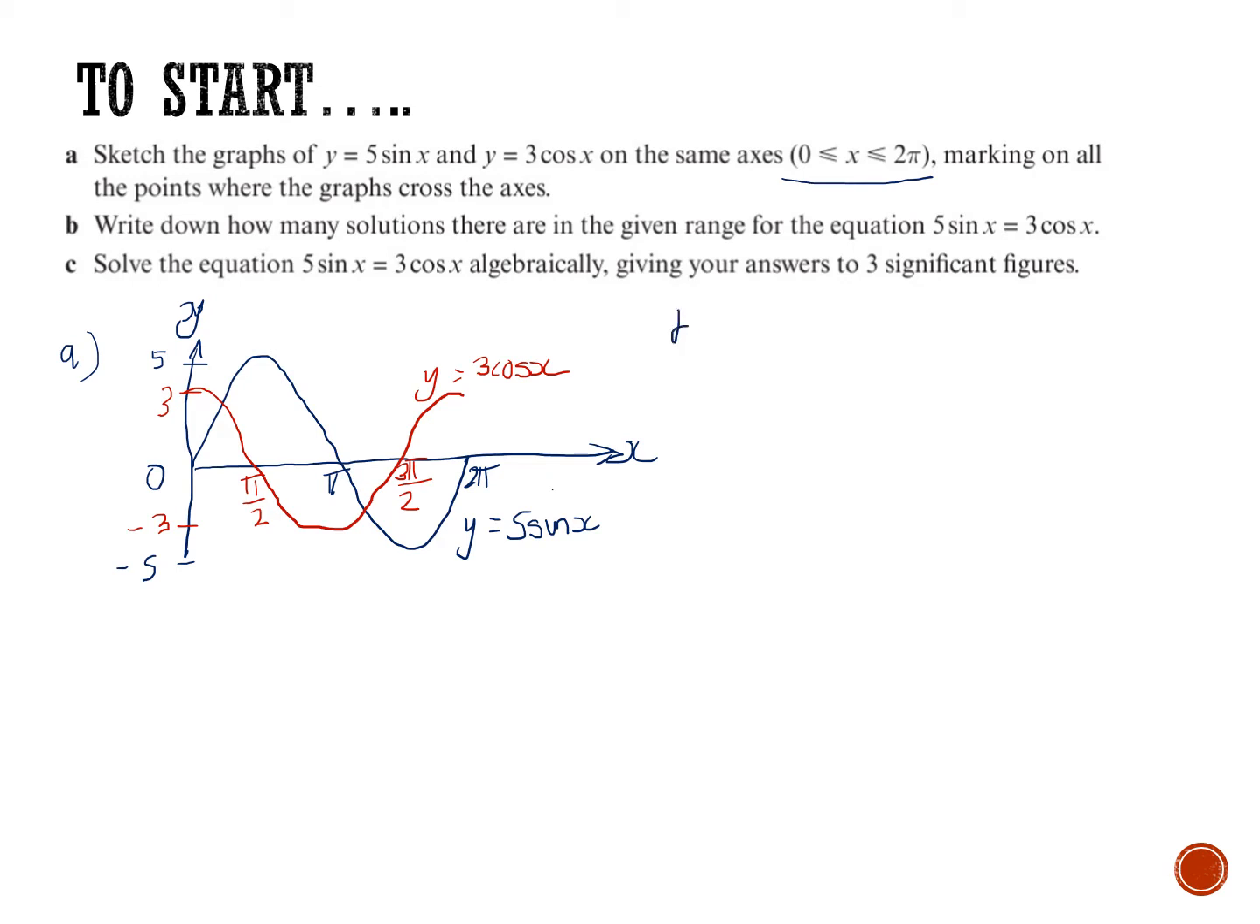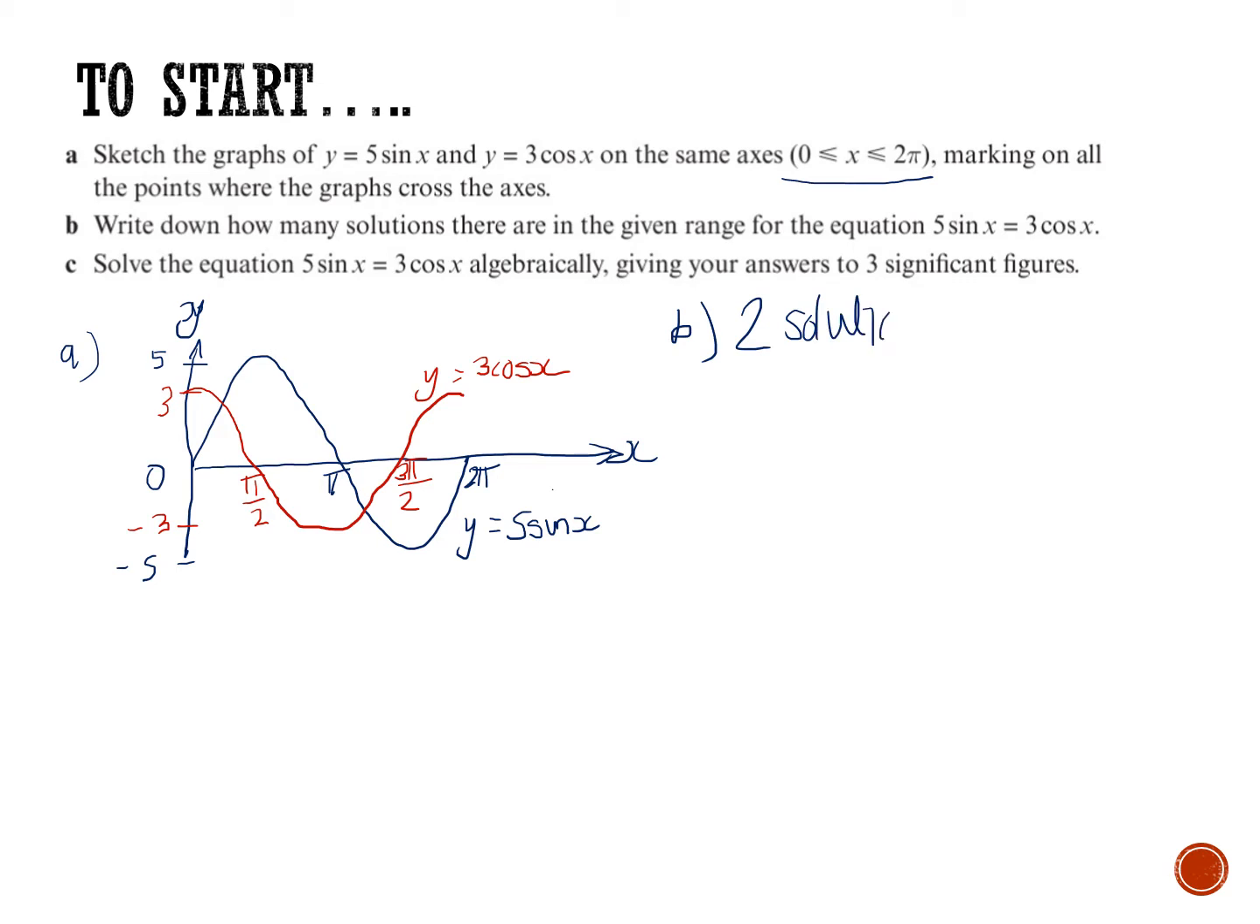Okay, part B. Write down how many solutions there are in the given range for the equation 5 sine x equals 3 cos x. Well, if you think about that, that is going to be basically where the two graphs intersect each other. So we've got one there and then we've got one down there. Okay, so how many points do they intersect? They intersect at 2 points, so there will be 2 solutions.